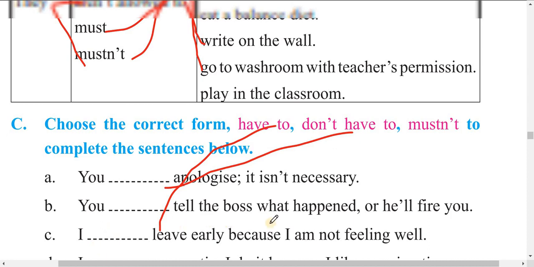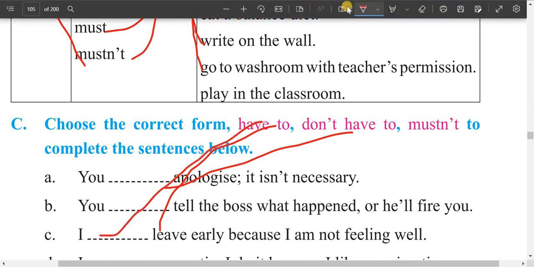Next one's I leave early because I'm not feeling well. Next one you can see. You can write here, I have to leave early. Now see, I have to leave early because I am not feeling well.